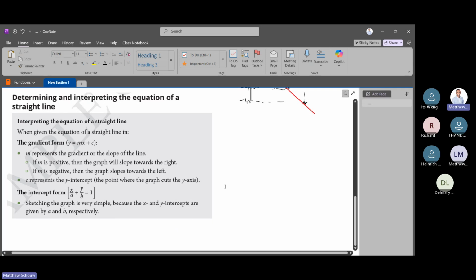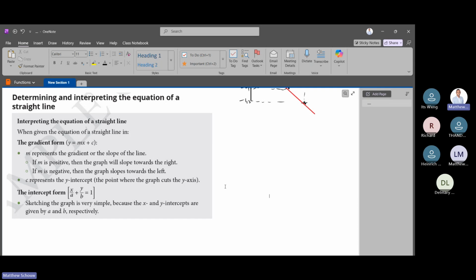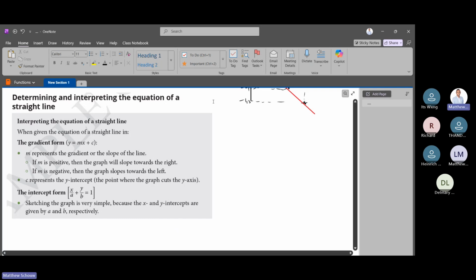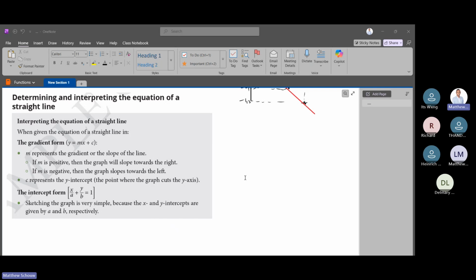We've talked about the first form, and there's another form called the intercept form. So if you do see it, don't get shocked. They're saying that x over a plus y over b equals 1, and that the x and y intercepts are given by a and b. So if I were to use the graph you've just used, I said a and b are the intercepts, right?